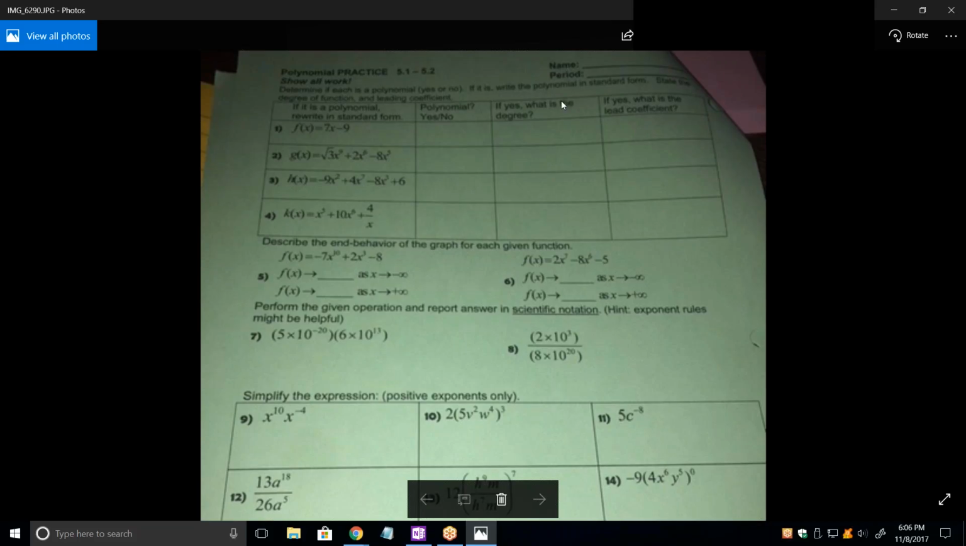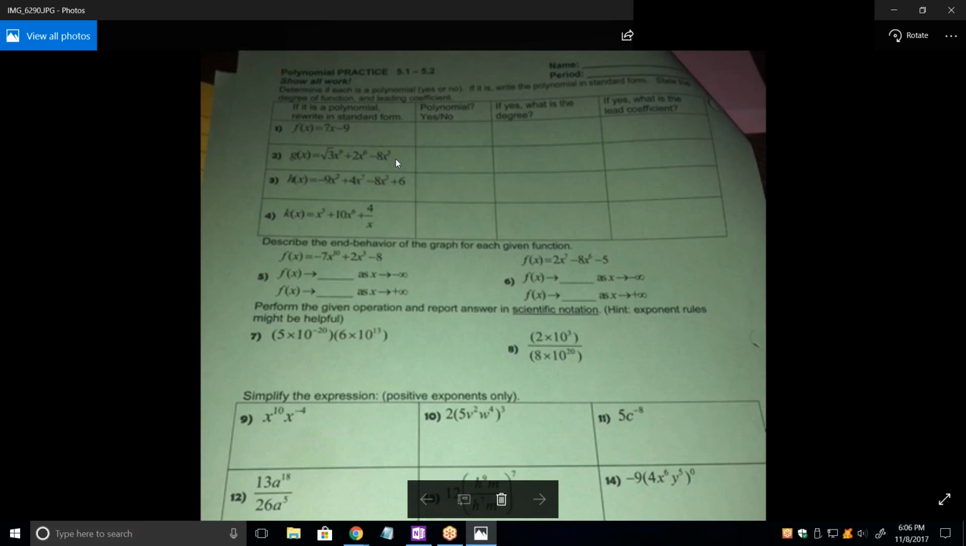All right, now the other thing they said is in standard form. Okay, is number 1 already in standard form, or do we need to change it? Yeah, it's in standard form. Okay, number 2, is that a polynomial? Yeah. Write it in standard form.